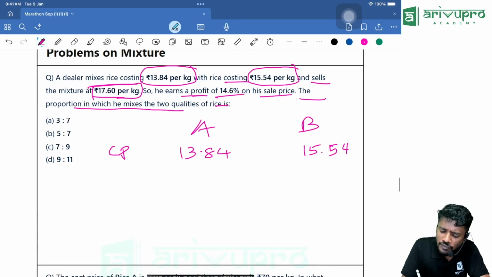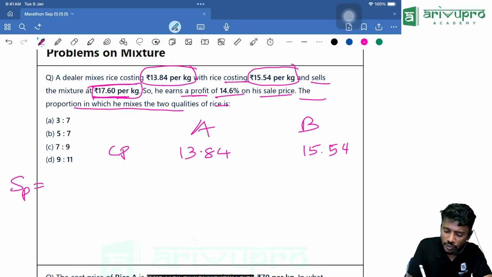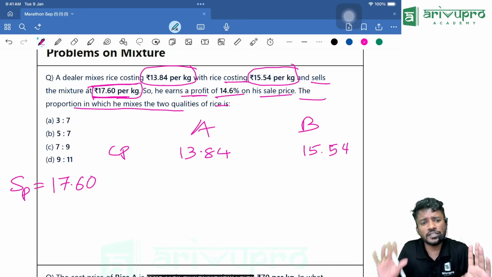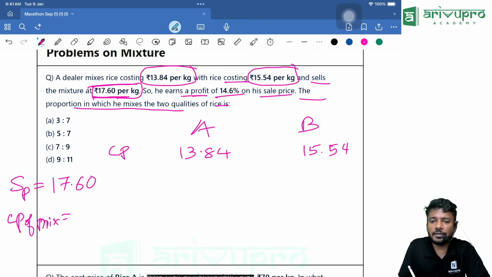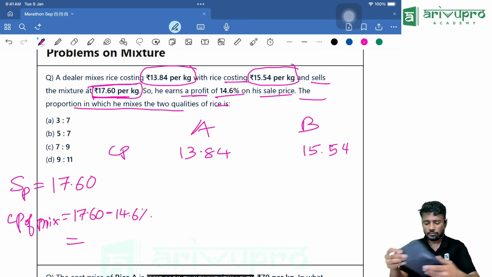But for the mixture, they have given the selling price. SP is 17.60. Now, with cost price, can we compare selling price? No. We should go with cost price itself. Now tell me the cost price of the mixture. That is nothing but selling price minus profit percentage, that is 17.60 minus 14.6%. How much is it?